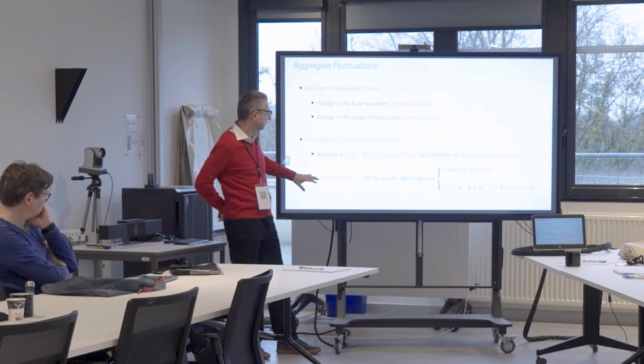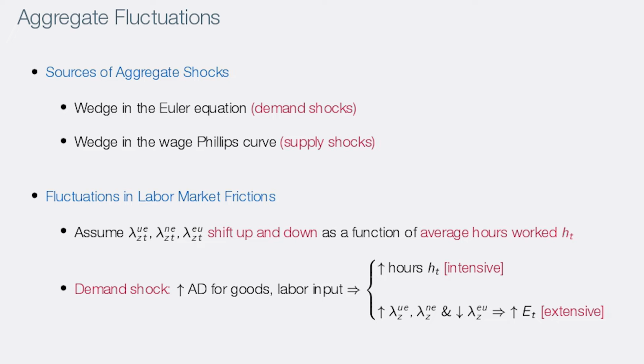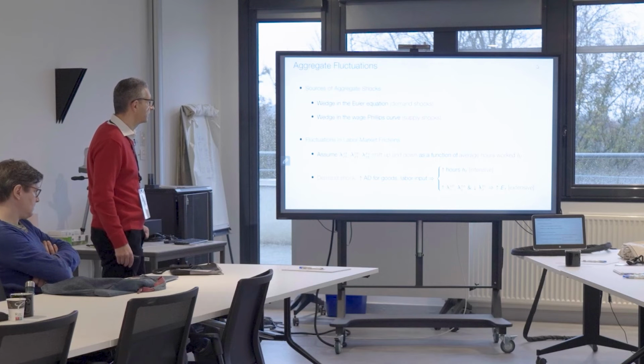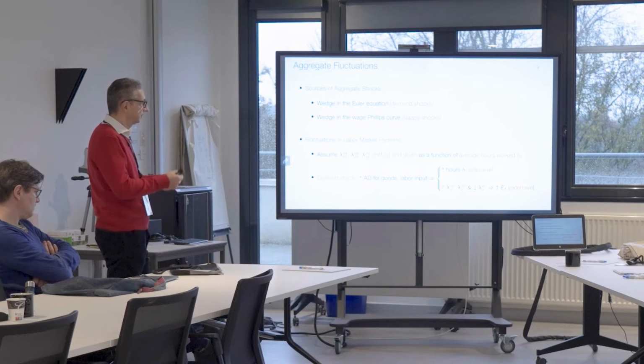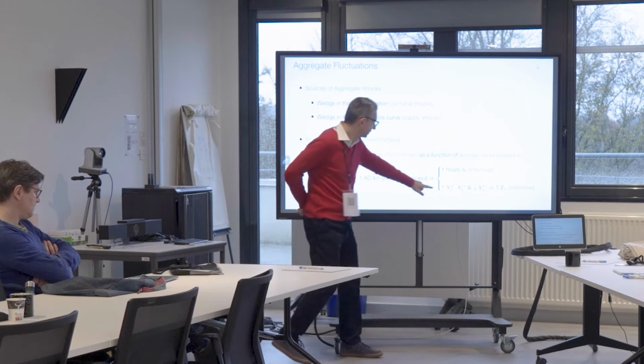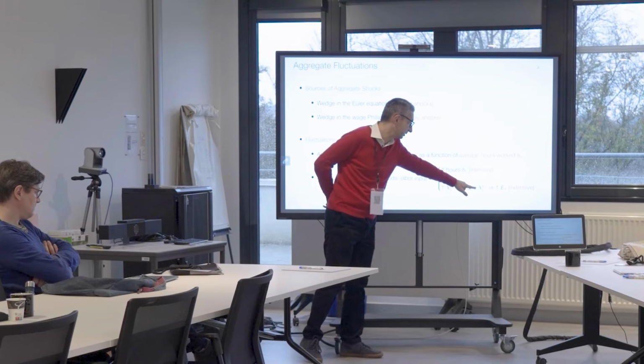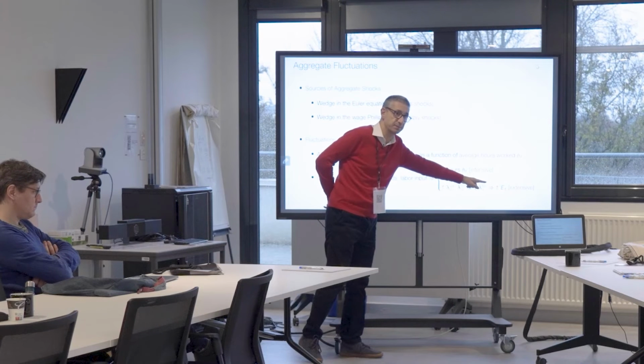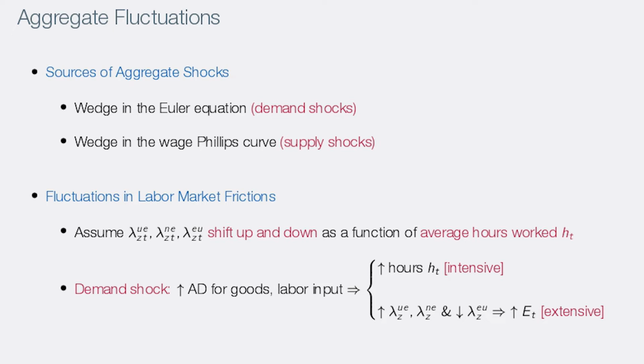So effectively, think about the following: suppose there is a demand shock. This increases the aggregate demand for the final good, and therefore increases the demand for the labor input. The increasing demand for the labor input is going to increase hours, the demand for hours by firms along the intensive margin. And because the lambdas are a function of hours, it's going to increase the job finding rate and decrease the separation rate. That generates movements in the extensive margin. So the shocks endogenously generate movements in hours, and then there is a mechanical relationship between this and the lambdas.